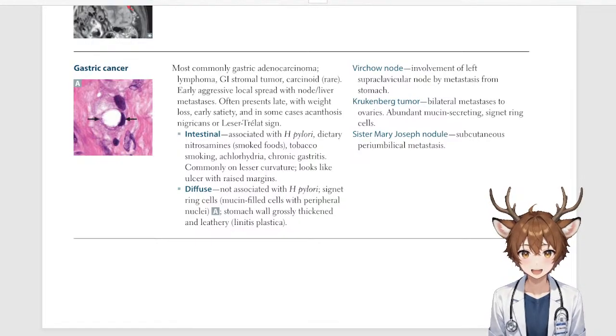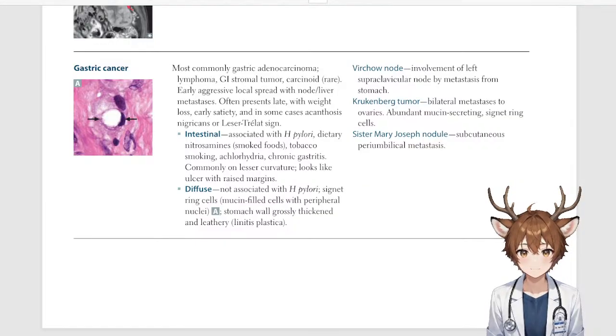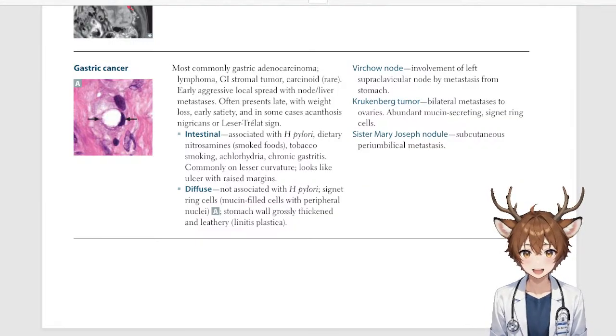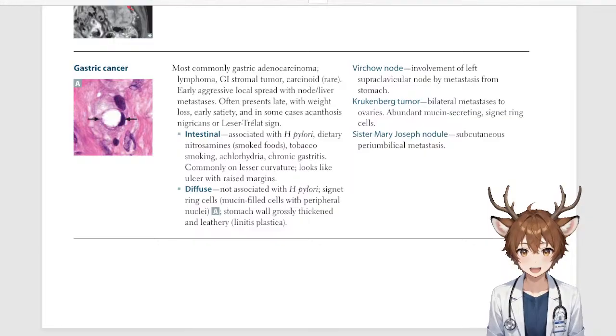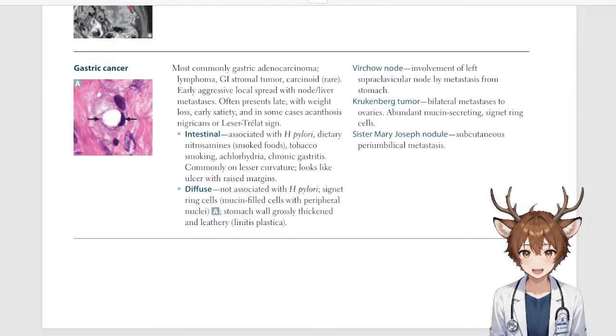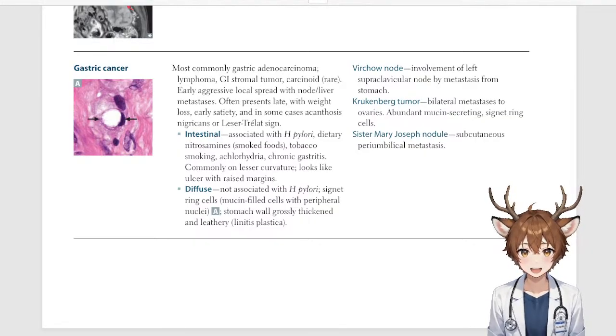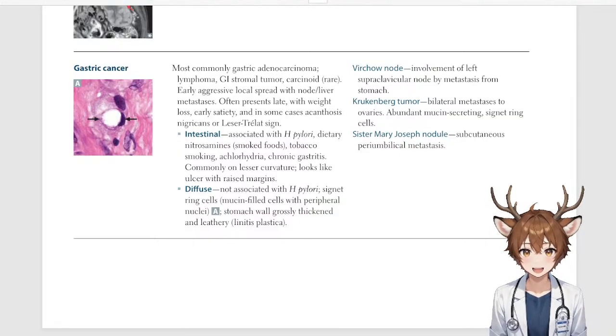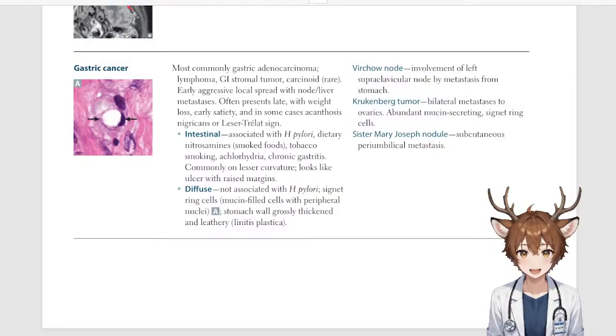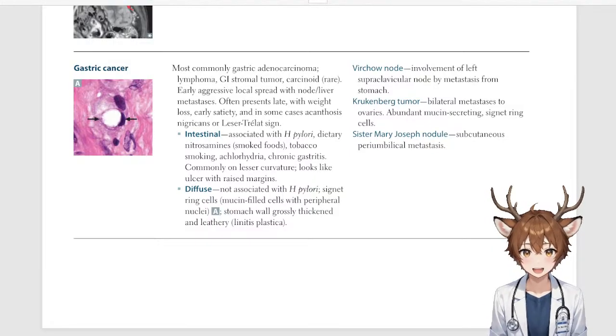Early aggressive local spread with node/liver metastases, often presents late with weight loss, early satiety, abdominal pain, obstruction, and in some cases acanthosis nigricans or Leser-Trélat sign. So WEAPON is the acronym, the way they want you to remember it. So the signs of gastric cancer would be weight loss, obviously because it's cancer, early satiety, abdominal pain, obstruction, and acanthosis nigricans, or Leser-Trélat sign.